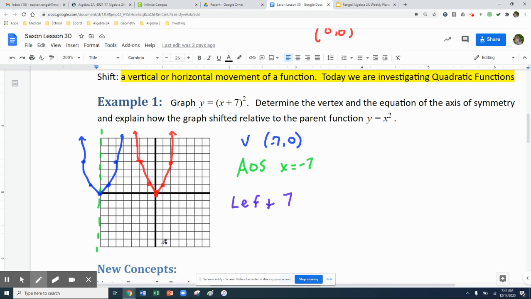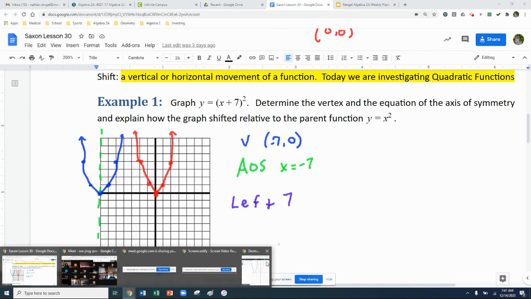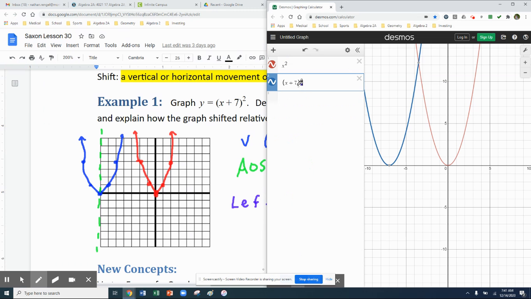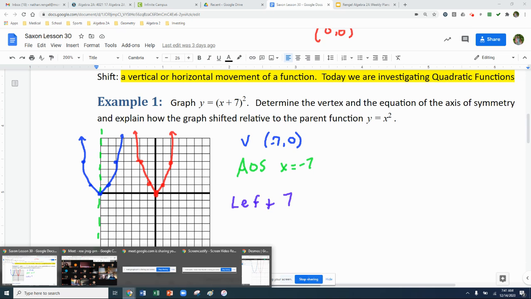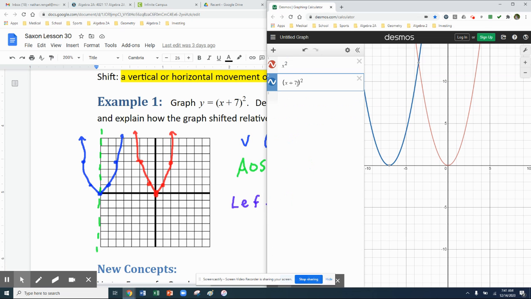Now, using that same pattern, we can think about what's going to happen to the graph if I would put x minus 7. Just using how patterns work, if I went +7 and went to the left, -7 is going to go to the right. And if I put a -5 here, it's going to shift to the right 5.